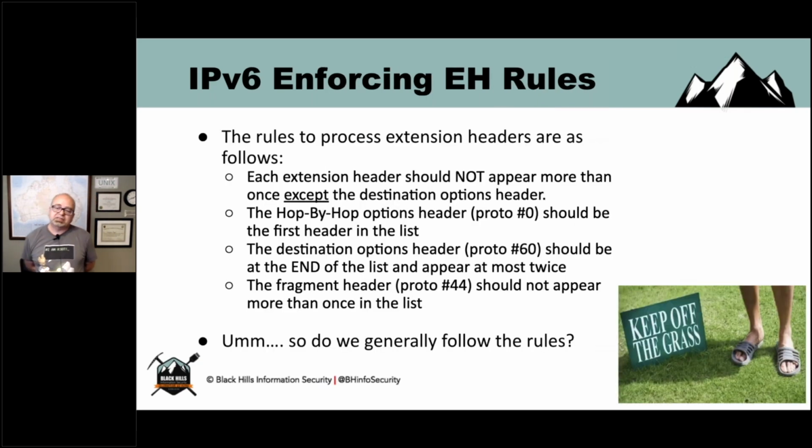Now, there is a set of rules and an order of rules that we use to process these headers. First of all, any extension header should not appear more than once, with the exception of the destination options header. The hop-by-hop options header, which is that protocol 0, should always be the first header in the list. The destination options header, protocol 60, should be at the end of the list and appear at most twice. Believe it or not, these are the actual rules. The fragment header, protocol 44, should not appear more than once in the list.